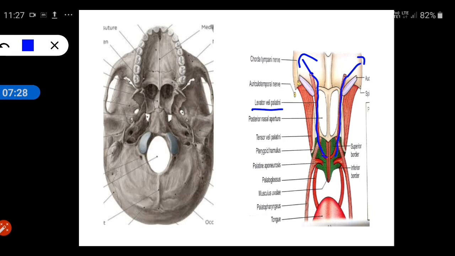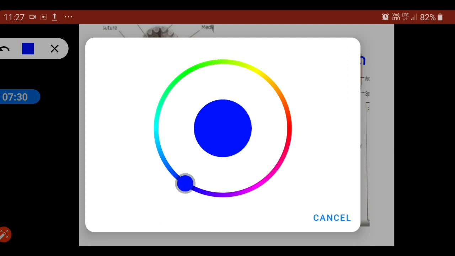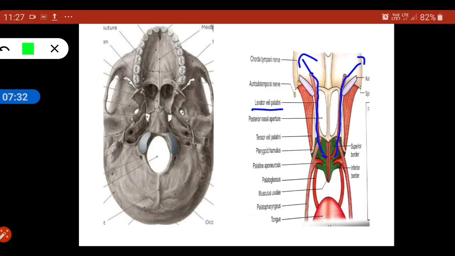If you observe more carefully, this levator veli palatini muscle, its insertion is in between the two fascicles of the palatopharyngeus muscle. So if you observe, the levator veli palatini muscle is in between the two fascicles of palatopharyngeus muscle. Now let us look into the bony attachment of the levator veli palatini muscle. For that, we will discuss some bony features.